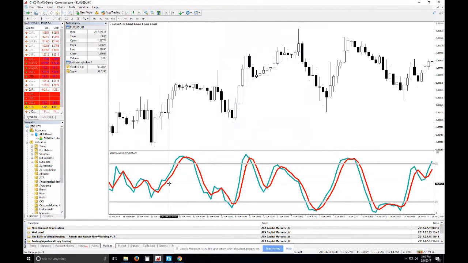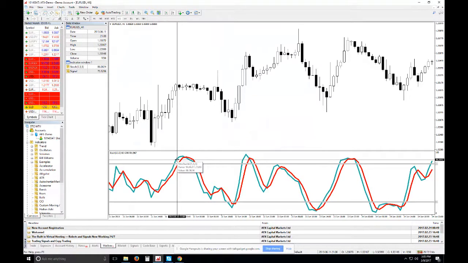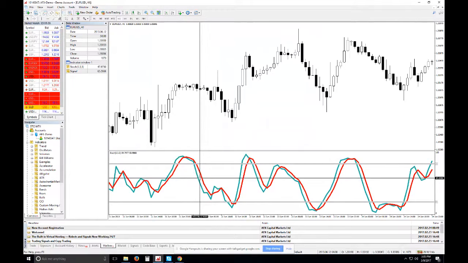Lastly, you can create a histogram based on this. And this is something I unfortunately didn't have time to complete before this training, but the histogram would simply be this blue line minus the red line. So if the histogram is positive, it means that blue is above red. And if the histogram is negative, it means that blue is less than red.